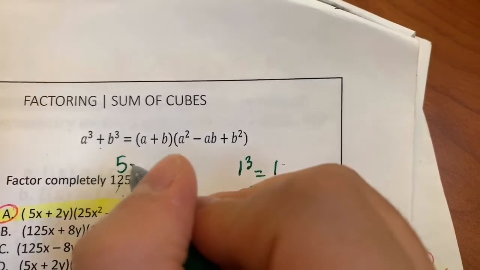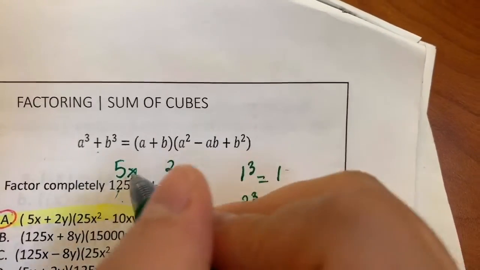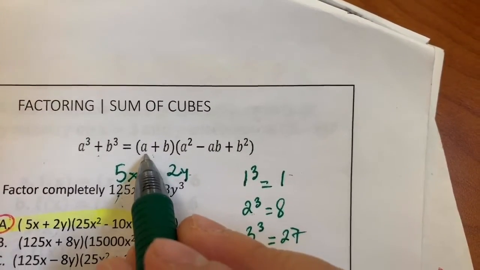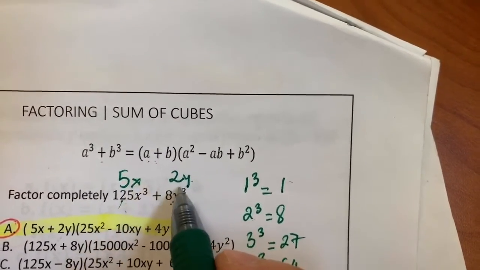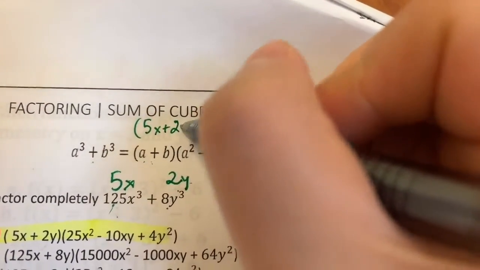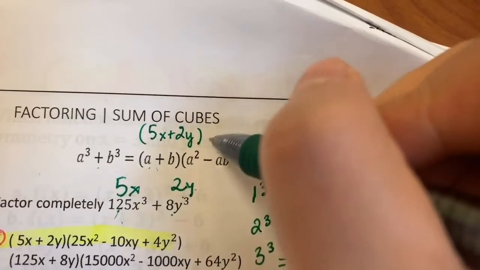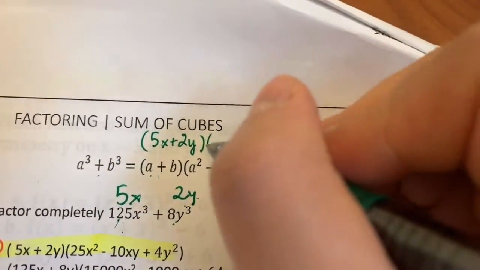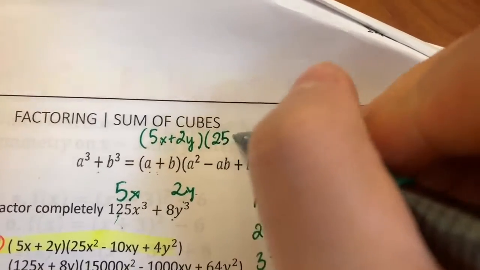So here we have 2x and 5x and 2y. So that will be our first term right here. That's a is 5x, b is 2y. So according to the formula right here, we're gonna have 5x plus 2y. That's a plus b, 2y. And then squared a, so that means square of 5x right here. When you square 5x, you get 25x squared.